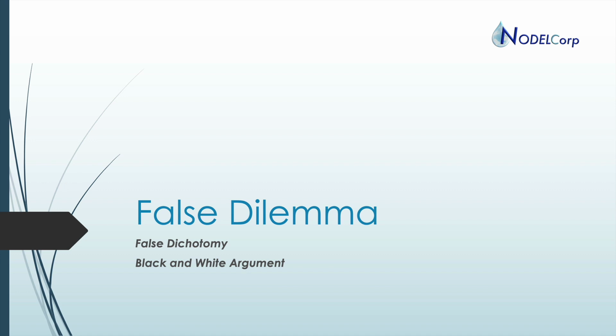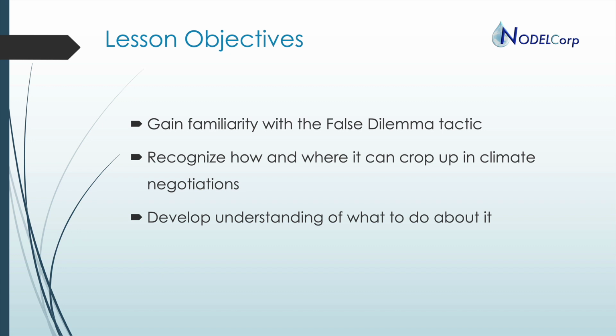In this lesson, I consider false dilemma in climate negotiation. This is also sometimes called false dichotomy and even black and white argument. My lesson objectives are to help us gain familiarity with the false dilemma tactic, recognize where and how it can crop up in our climate negotiations, and finally to develop an understanding of what we might do about it when we encounter it.